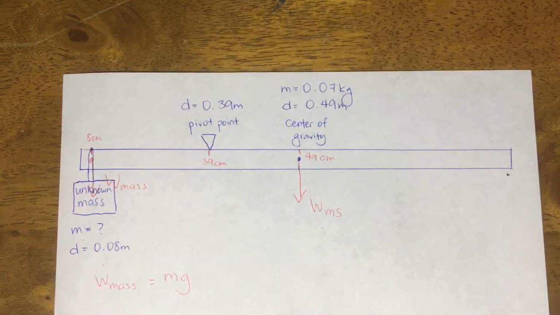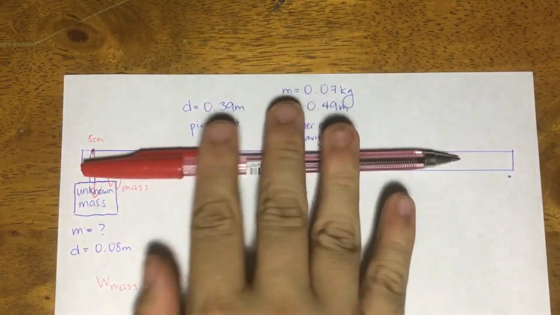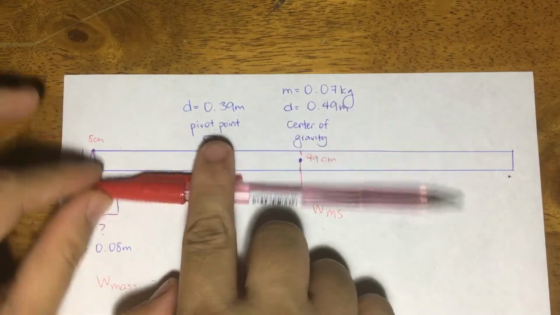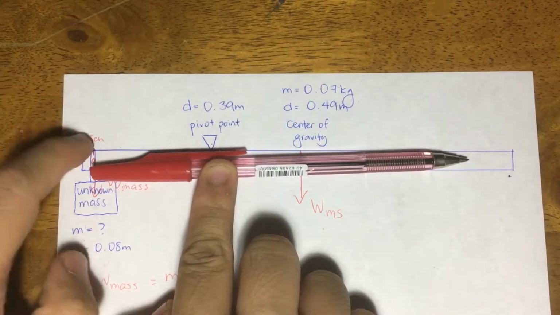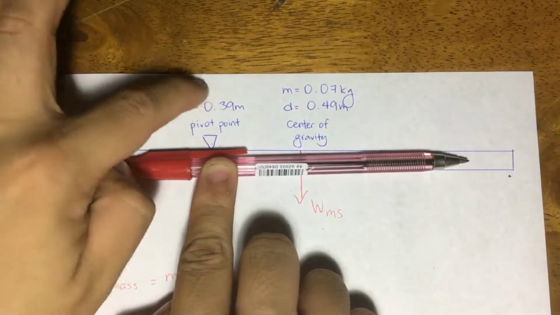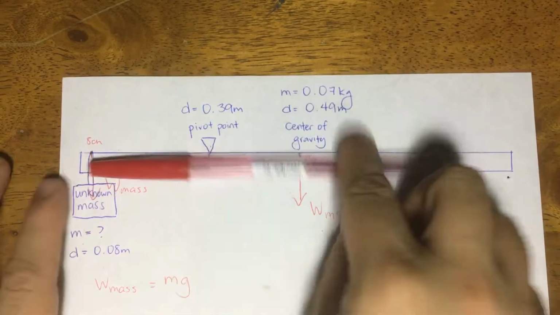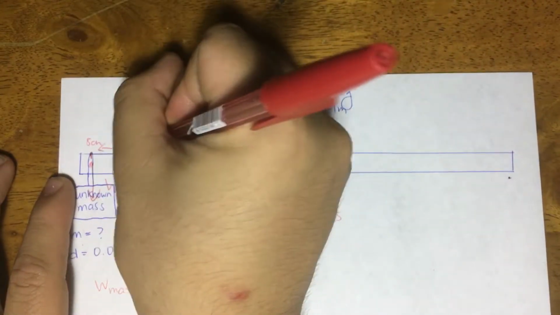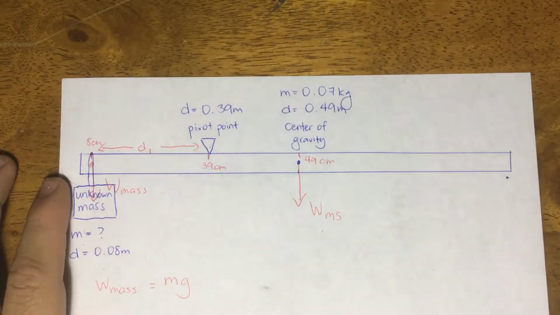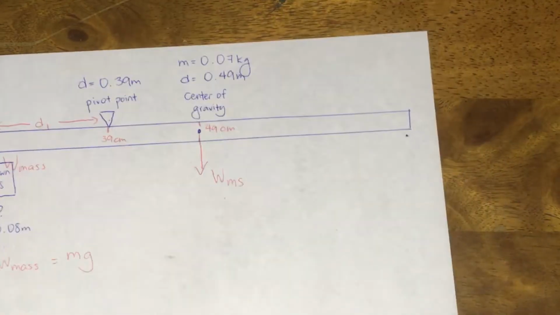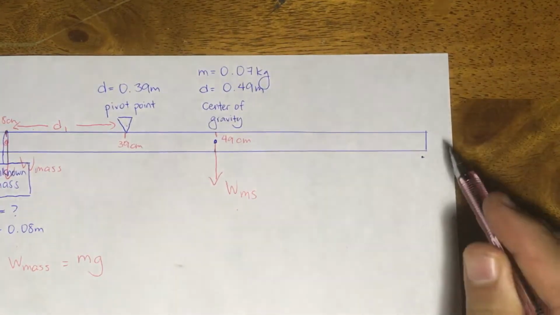When you have a pivot point here, everything rotates around this area. Therefore, your moment arm is not 8 cm, and it's not 39 cm, but the distance between 39 and 8. This distance over here is your actual D1. That's probably the confusing thing.